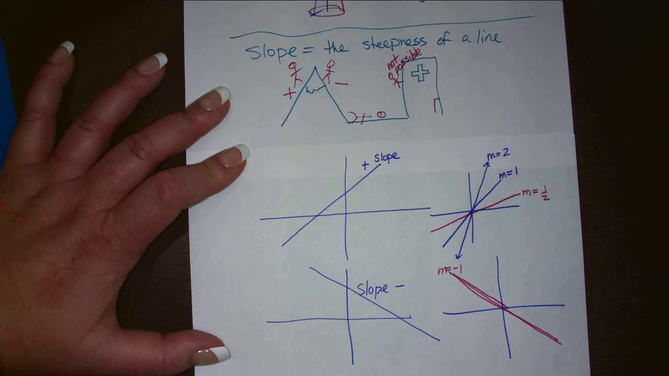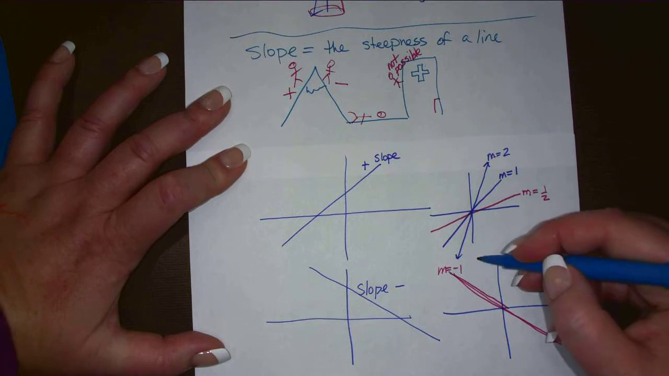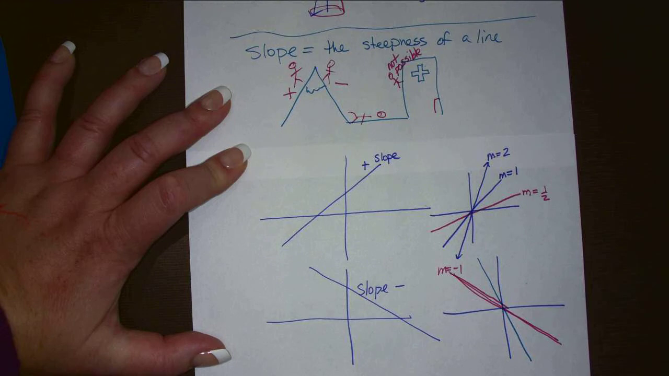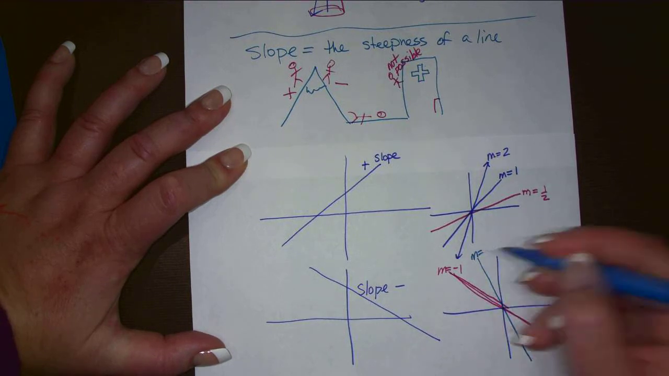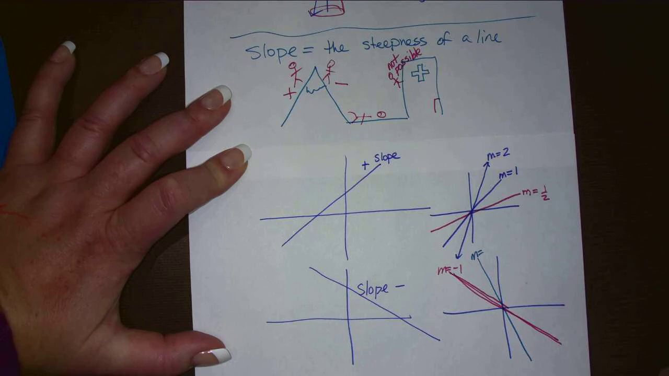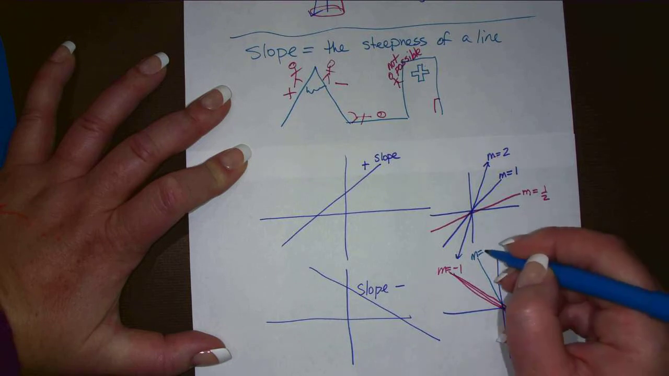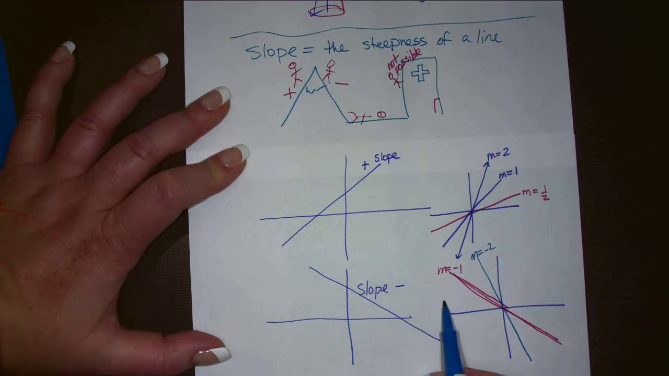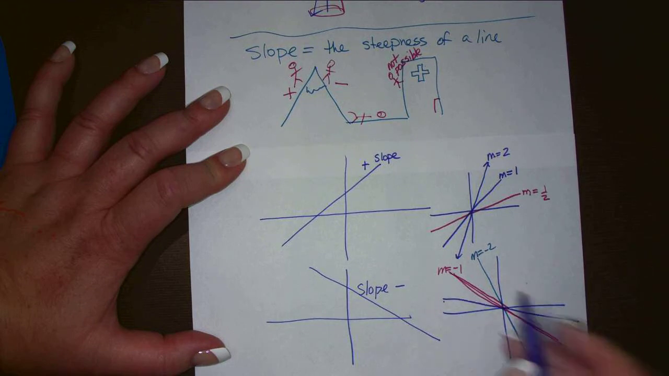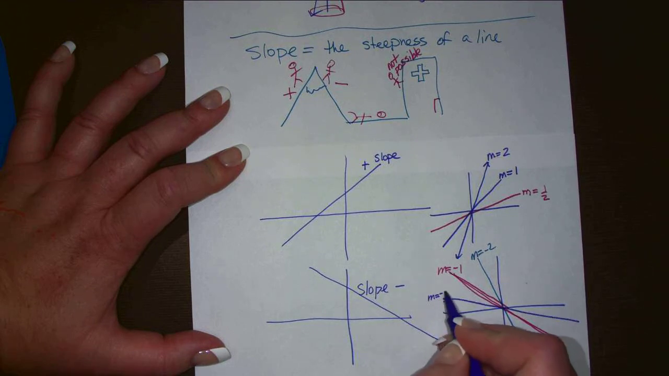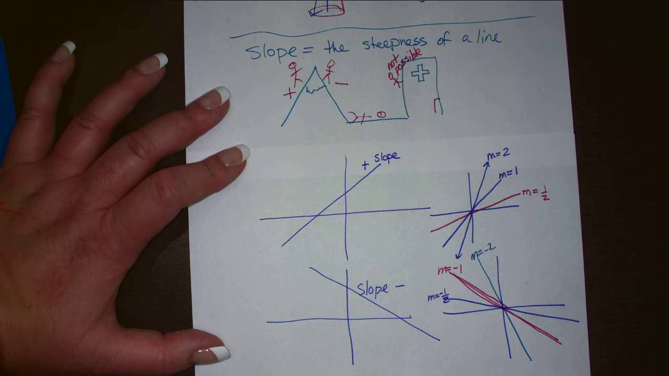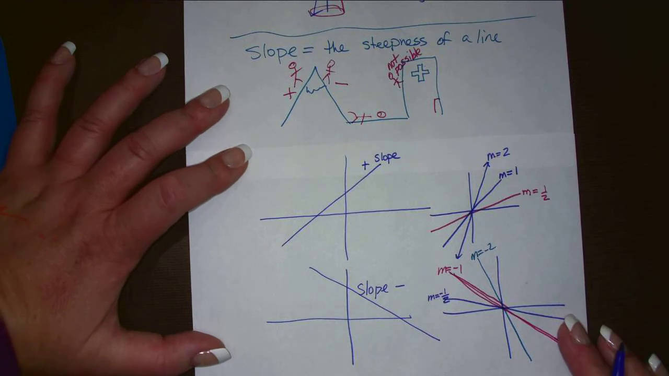And then steeper would look like that. So this one would be, what would be an example? -2, and then not as steep, like a fraction, -1/2, or -1/3, and so on. Okay, so what about this one?